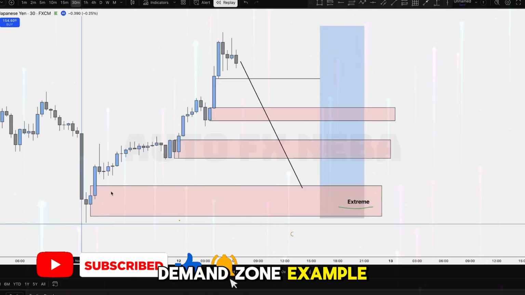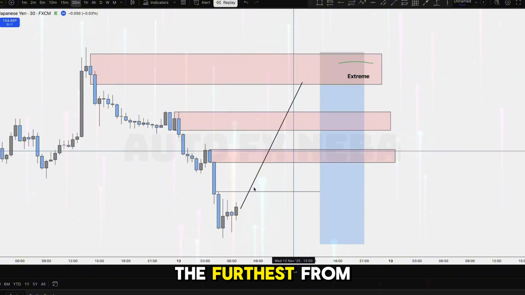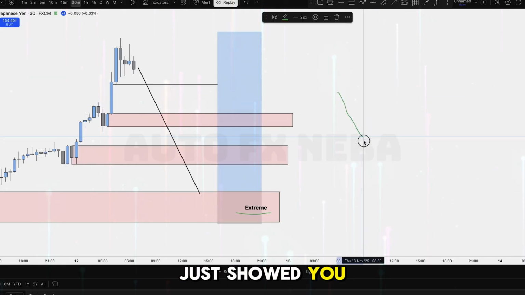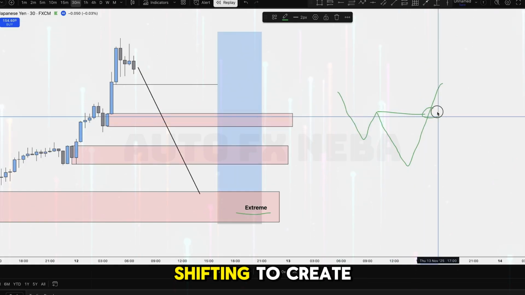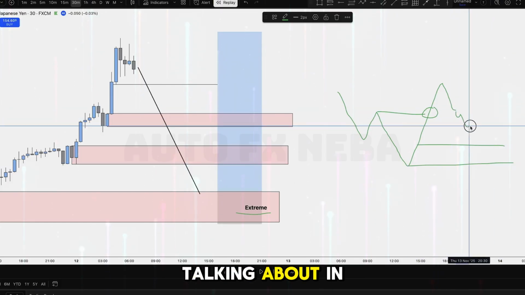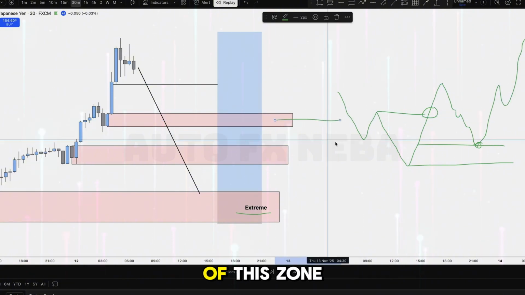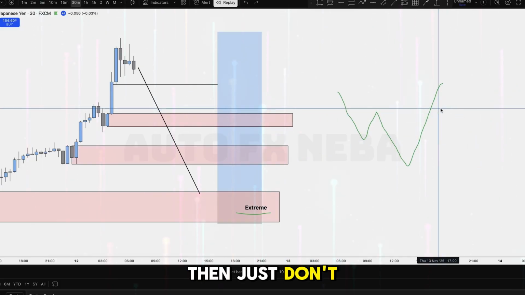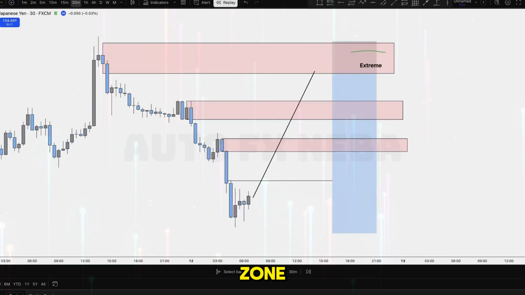If you're going to use buy limits or instant executions, you want to do that from the extreme zone, which in a demand zone example is going to be this one, the furthest from the high, and in a supply zone example would be this one, the furthest from the low that price is currently trading at. And anywhere in between, you just use what we've already showed you as the standard confirmation, where you want to see the lower time frame structure shifting to create higher highs. Then you use the standard demand zone rules that we've been talking about in this class, and you buy from there to take the market higher. If you see this pattern inside of this zone or this zone, then you're free to take the trade. If you don't see the pattern, then just don't take a position and focus your buy limits or your sell limits on the extreme zone furthest from price.